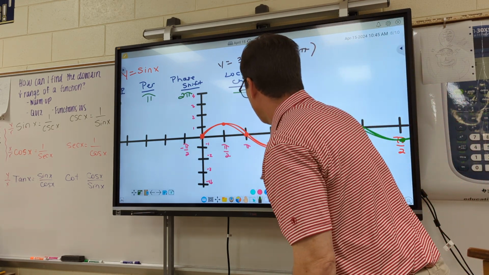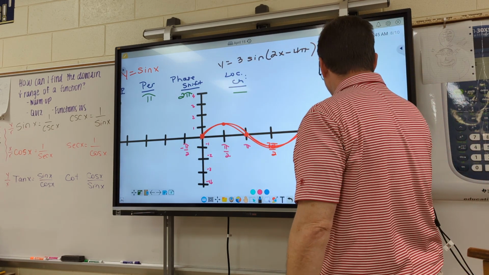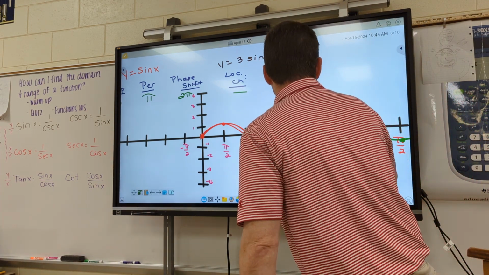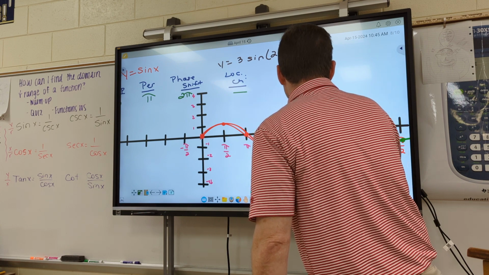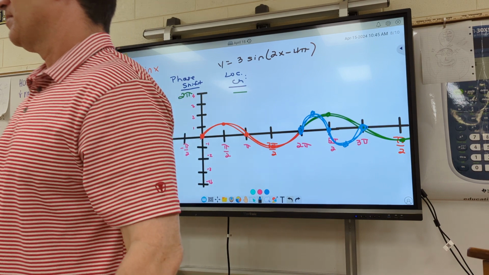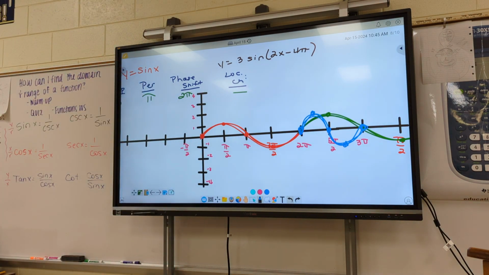So we got to start it here. Let me get another color. We got to start it here, 1, 2, and end it here. 2 spaces. So again, I'm going to half everything up to get it in this smaller space. There you go. Just squeezed it in.